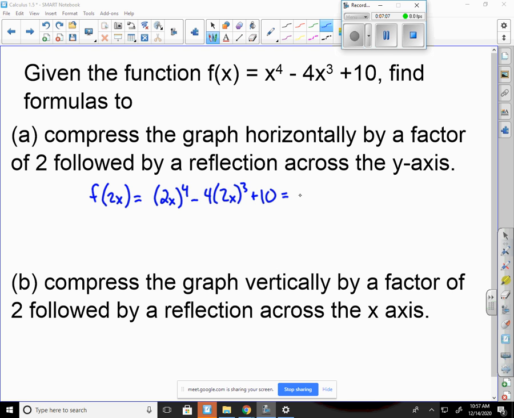2x to the fourth then becomes 16x to the fourth, and 2 to the third is 8, so it will be then times 4, which will be 32x to the third plus 10. Now I have to reflect it across the y-axis, so that would be putting a negative in front of the whole thing, which means we're going to do a negative out in front here.